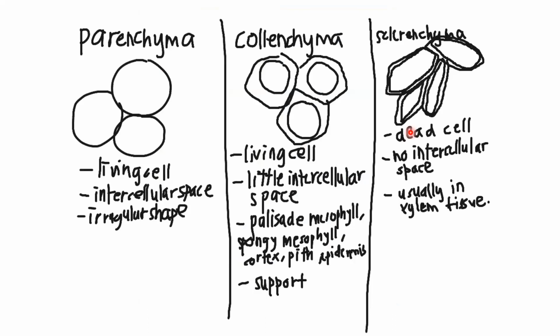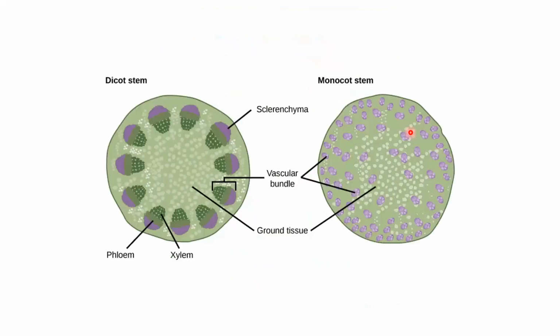Let's go into the detail of that. Okay, so look over here. You can see a dicot and a monocot stem in detail.